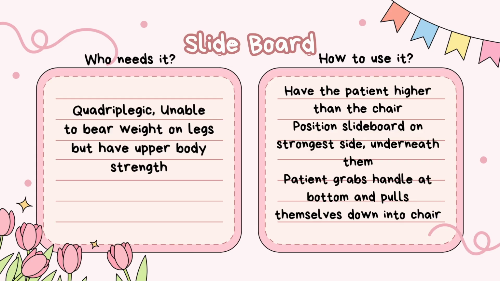How to use it is you'll position your patient higher than the chair or the surface they want to go to. The slide board is going to be positioned underneath their bottom on the strongest side, and the patient's going to grab the handle at the base. They're going to pull themselves with their upper body down into the chair.